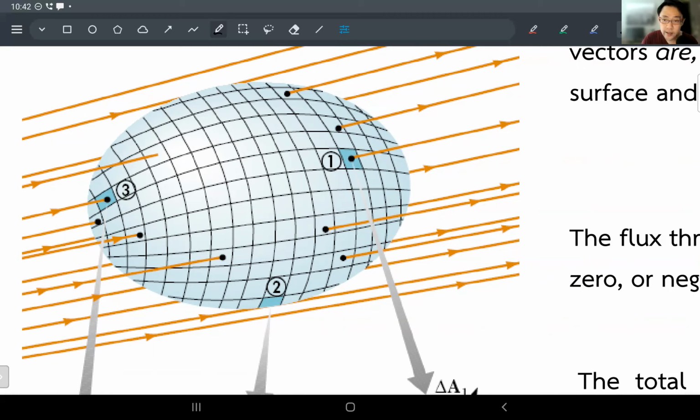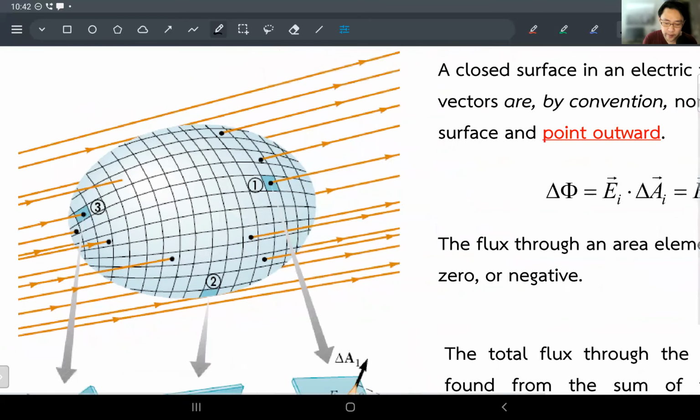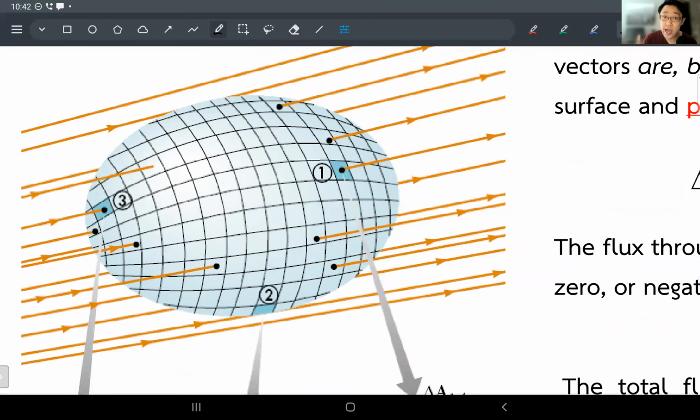So here, what I want you to think about right now is that I am giving you a closed surface. It's a balloon now, a blue balloon. There is an electric field piercing through it from left to right. Now here comes the question I'm having. Guys, if I have some pieces of area, let's call that number one there, number two here, and number three on here.